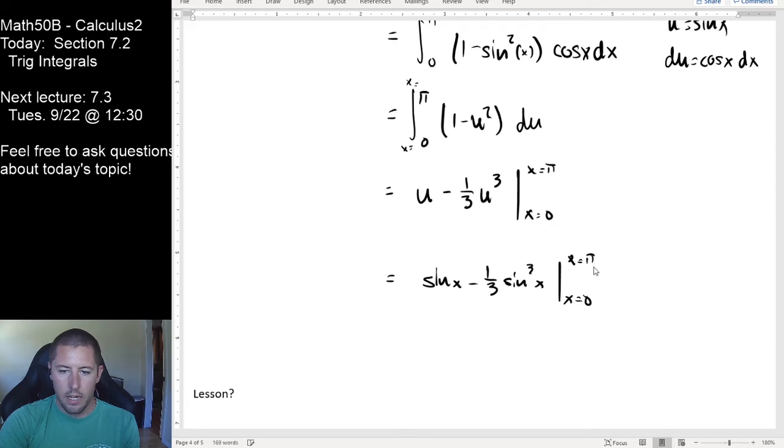And what I see we're getting here is just, well, when I plug in pi into each of these, sine of pi is 0. And sine of 0 is 0. So it looks like that was actually a whole bunch of nothing right there. Does that make sense? Wait a minute. Am I right?